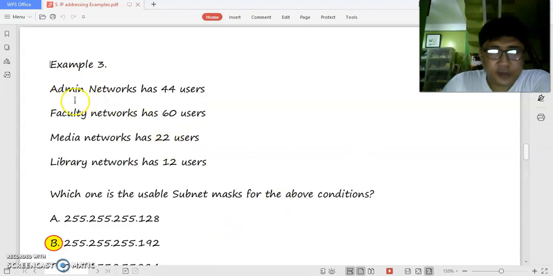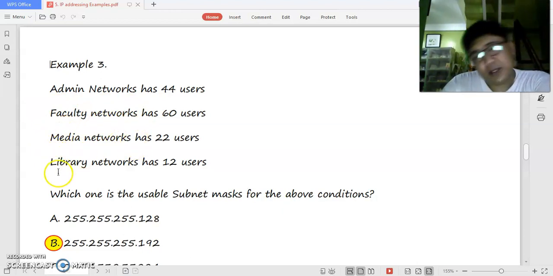The first network is the admin network. The second network is the faculty network. The third network is the media network, and the last network is the library network. Your first network, the admin network, has 44 users or devices connected, while the faculty has 60 users. On the media network, it has 22 users, and lastly, your library network has 12 users.